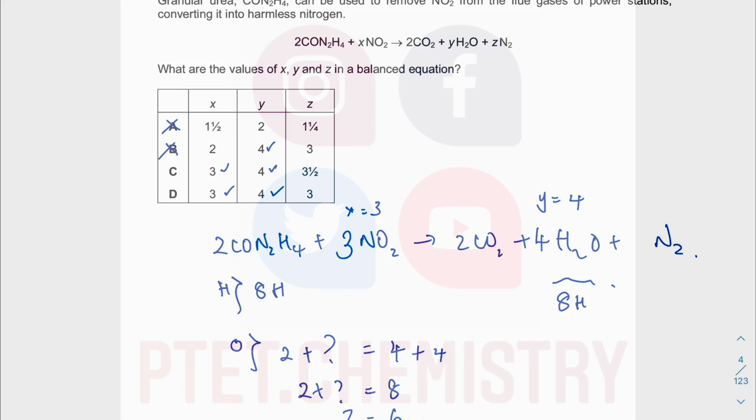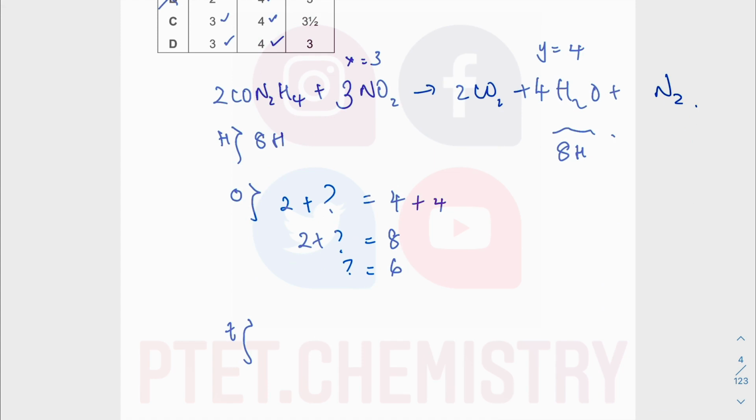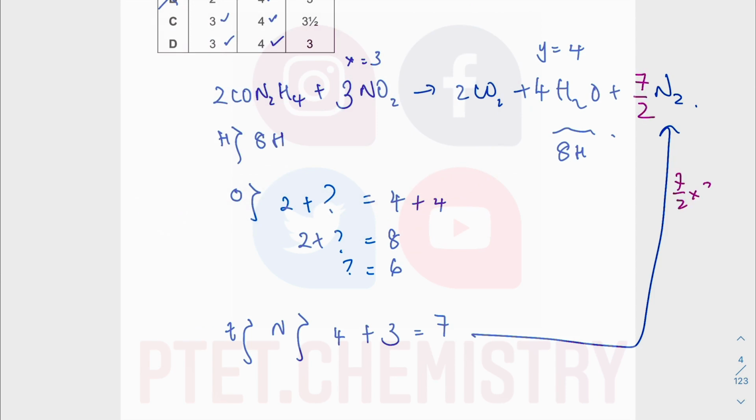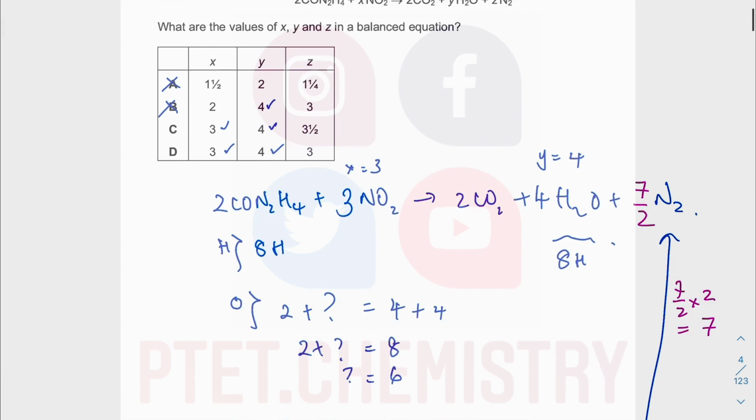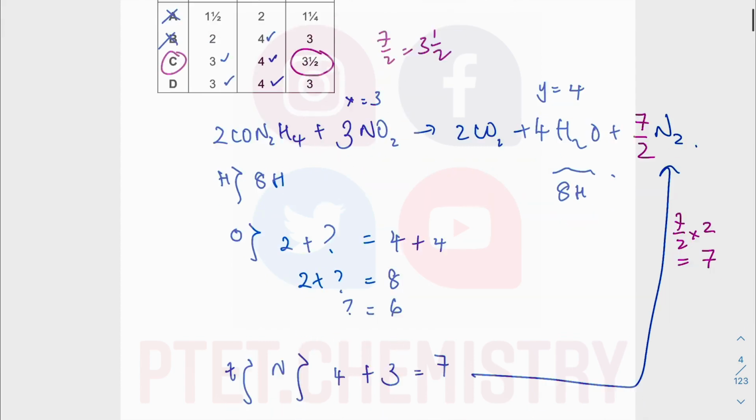Now Z, yeah? So Z is the last one. If I look at nitrogen atoms, here I have 2 times 2 nitrogen, so there's 4. Here I have 3 times 1 nitrogen, there's 3. So there's 7. There's no nitrogen there, and there's no nitrogen there. So I need 7 nitrogen atoms. This is a nitrogen molecule, so what can I do? I need 7 nitrogen atoms: 7 over 2 times 2 equals 7. 7 over 2 is 3.5. Hope you can do your improper fractions, your primary school mathematics, yeah.